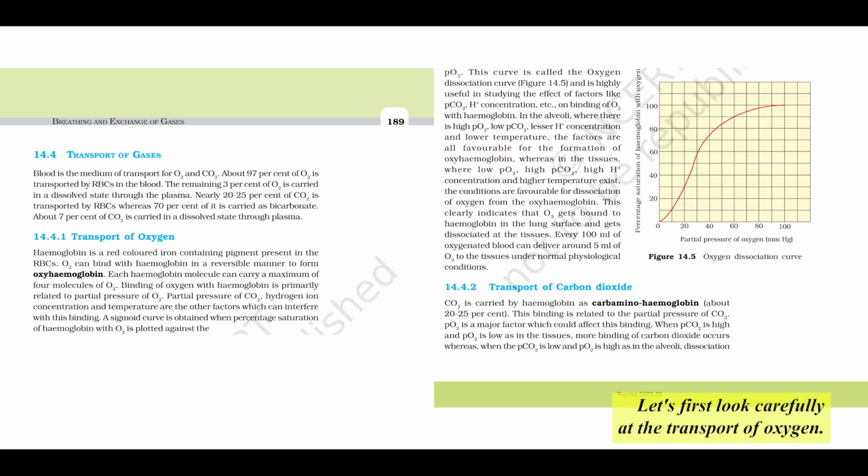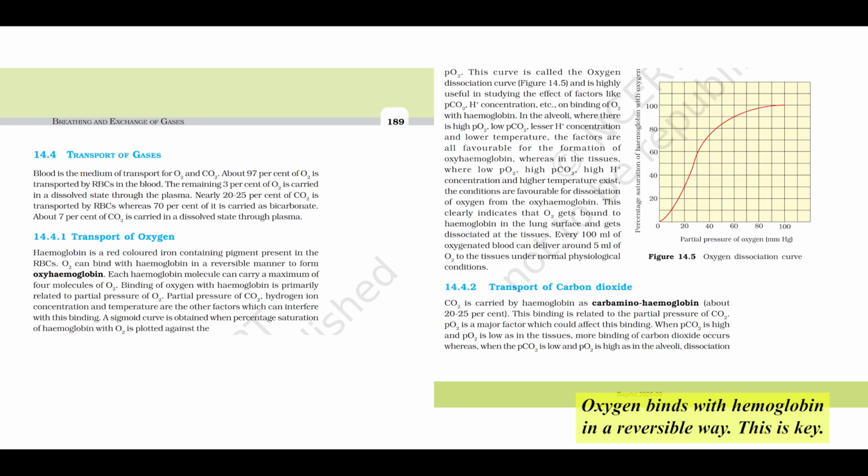Let's first look carefully at the transport of oxygen. The vast majority, about 97% of the oxygen, is transported bound to hemoglobin, Hb, which is located inside your red blood cells, RBCs. Only a tiny fraction, about 3%, is carried simply dissolved in the blood plasma, the liquid part of blood. Now, hemoglobin, it's that famous red-colored iron-containing protein in your RBCs.